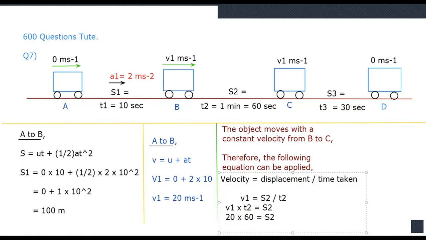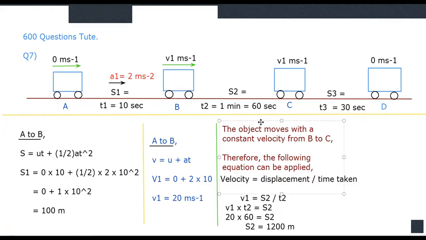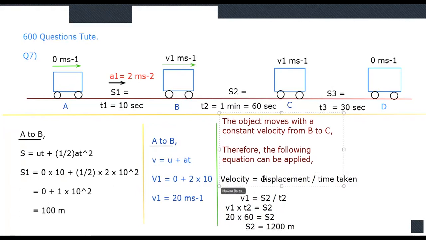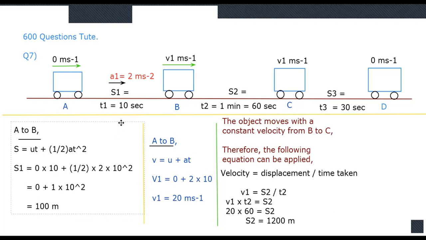2 times 6 is 12 and 00 will be there. So then S2 will be equal to 1200 meters. Am I right here? Who got this answer earlier than me? So S2 is 1200 meters. So what's the next thing that should be found here?